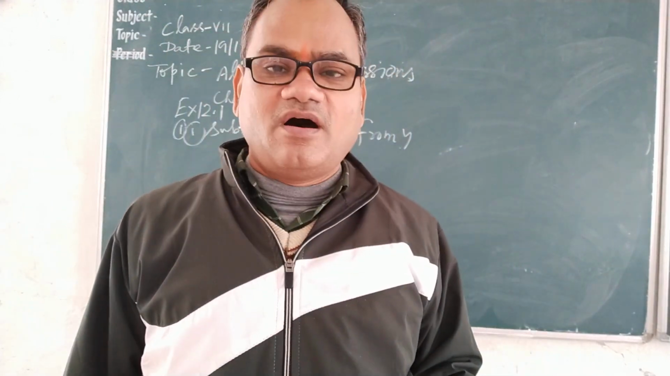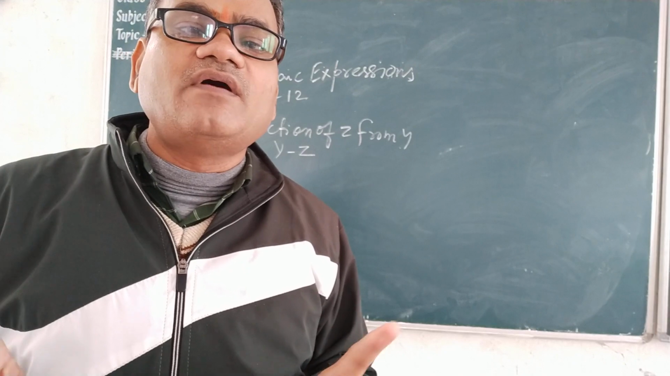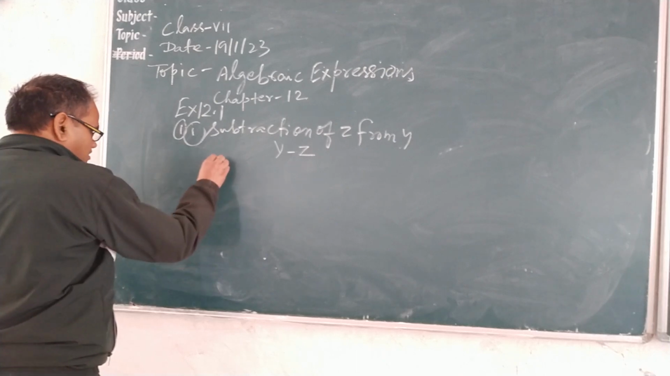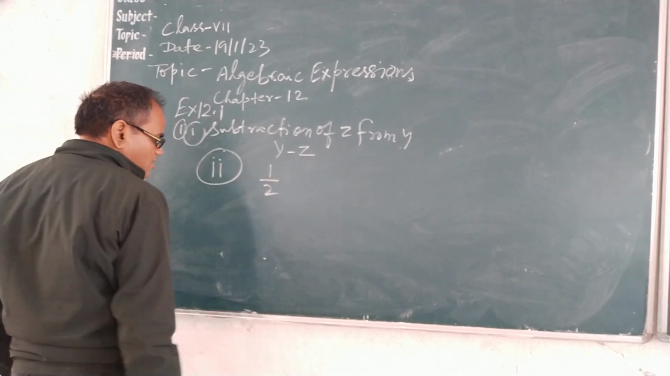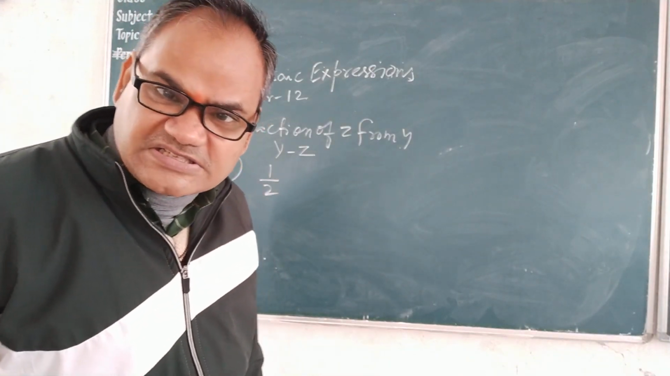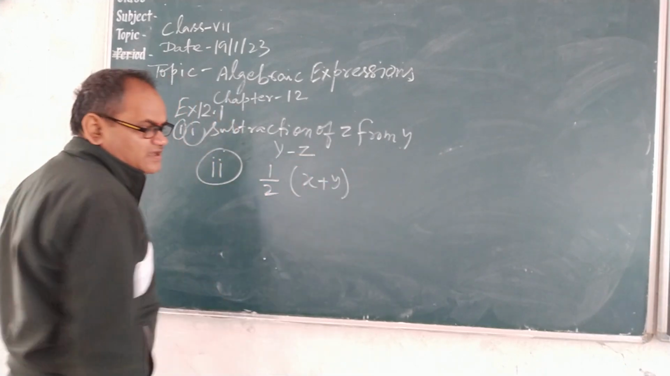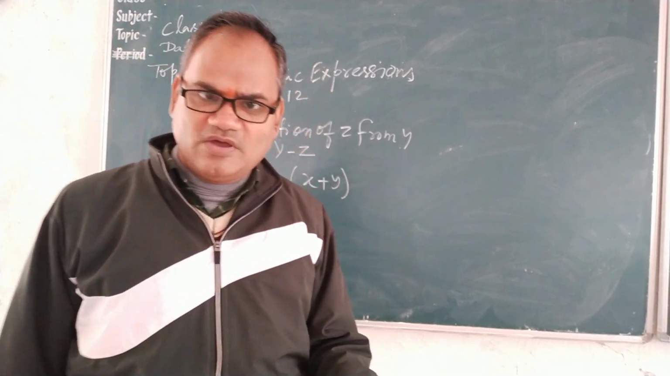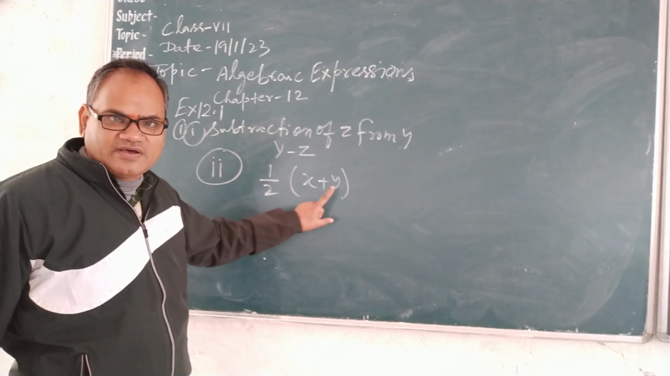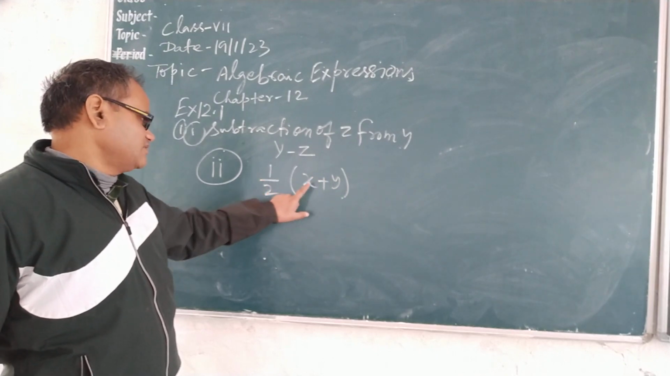1/2 of the sum of numbers x and y. 1/2 of the sum of numbers x and y means, this is your second one. 1/2 means 1 upon 2, of the sum of numbers x and y. It means x plus y in bracket. You have to write x plus y in bracket, that is 1/2 of the sum of numbers x and y. First you have to add x and y, x plus y, and take half of the sum.